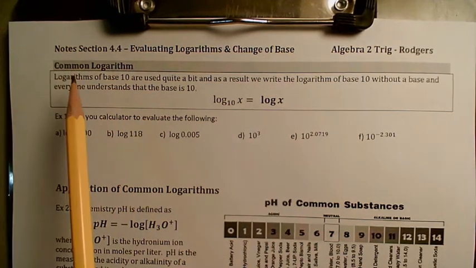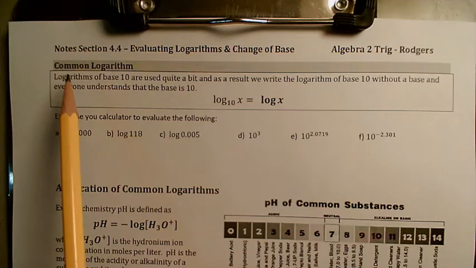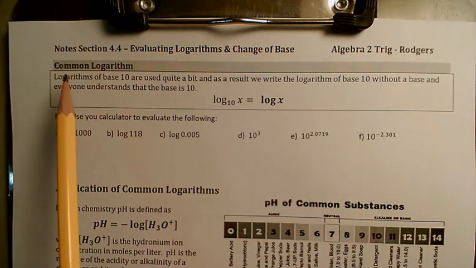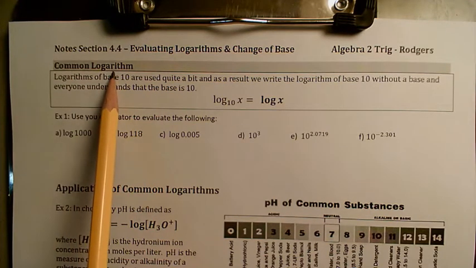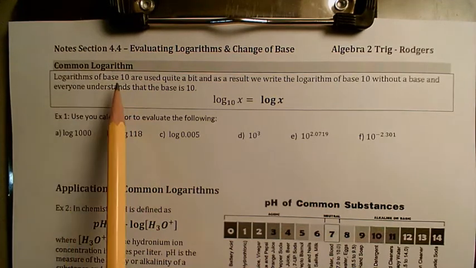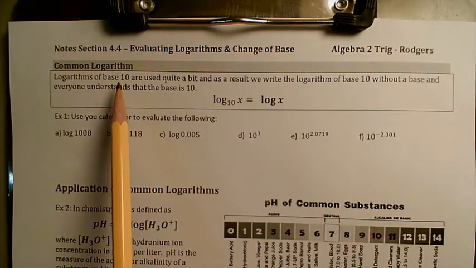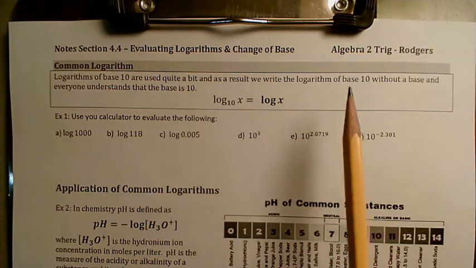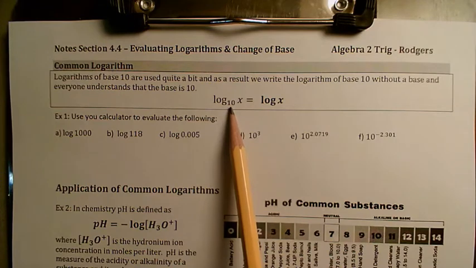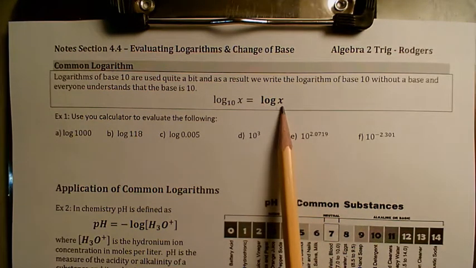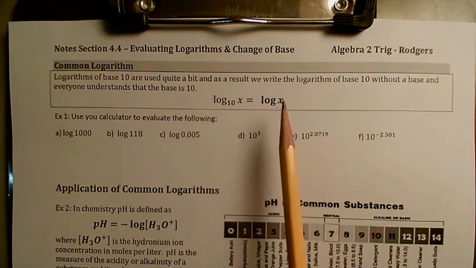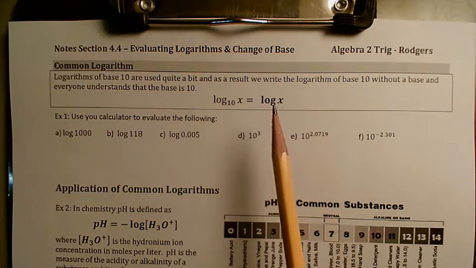All right, so the first logarithmic base that we use quite often is base 10. And we use it so often, and it is so common, that we just refer to it as the common log. So logarithms of base 10 are used quite a bit. They're used a lot in science and in mathematics. And so we use them so often that we could just leave it off and just write log of some argument x. And so without a base, everyone's going to agree that that means base 10.